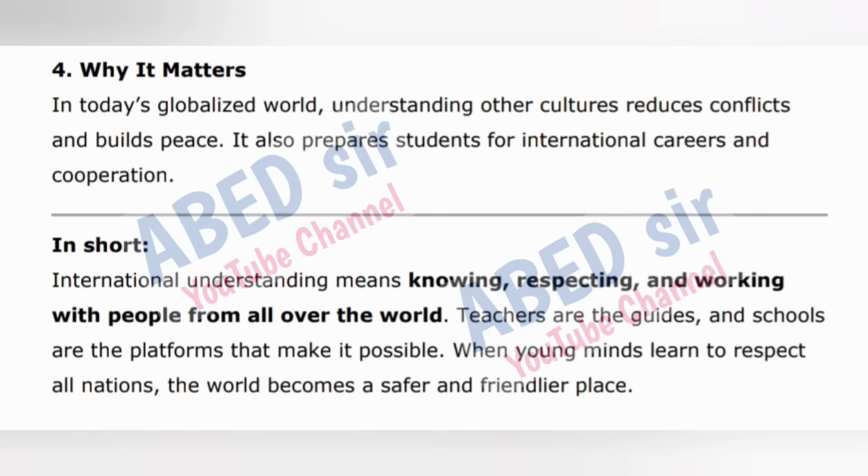4. Why it matters. In today's globalized world, understanding other cultures reduces conflicts and builds peace. It also prepares students for international careers and cooperation. In short, international understanding means knowing, respecting, and working with people from all over the world. Teachers are the guides, and schools are the platforms that make it possible. When young minds learn to respect all nations, the world becomes a safer and friendlier place.